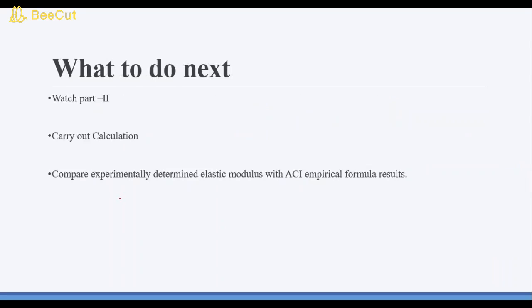Okay, now what do you have to do next? You have to watch the second part of this presentation, which is the laboratory demonstration of the elastic modulus of concrete. Then you have to carry out the calculation on the data which is provided to you in an Excel file to calculate the different elastic moduli. At the end, you have to compare the experimentally determined elastic modulus with the ACI empirical formula result.